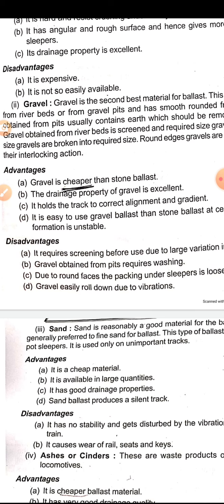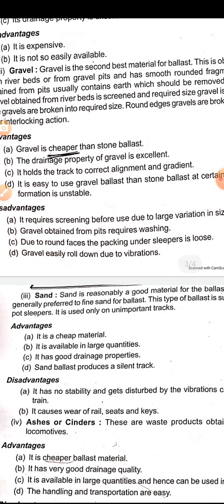Gravel, next is gravel. Gravel is the second best material for ballast. This is obtained either from river beds or from gravel pits and has smooth rounded fragments. Gravel obtained from pits usually contains earth which should be removed by washing. Gravel obtained from river beds is screened and required size gravel is used. Larger size gravel is broken into required size. Round edge gravel is broken to increase its interlocking action.